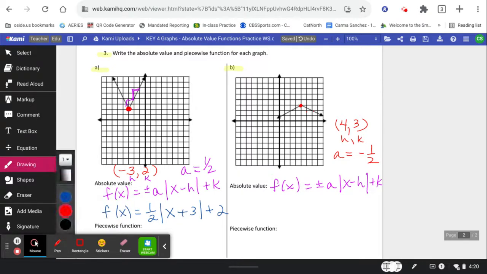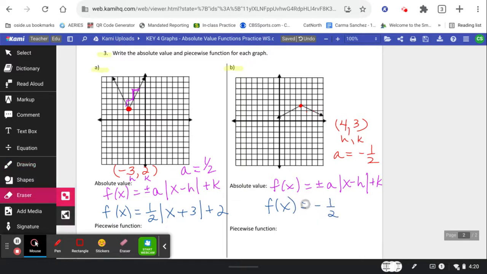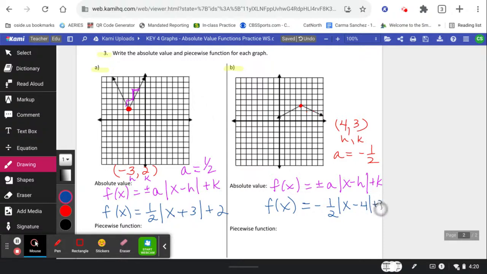Here I go writing it. F of x equals negative 1/2, absolute value bar, x minus 4, plus 3, done. How'd you do?